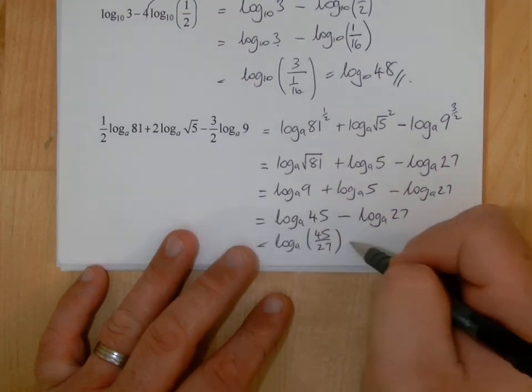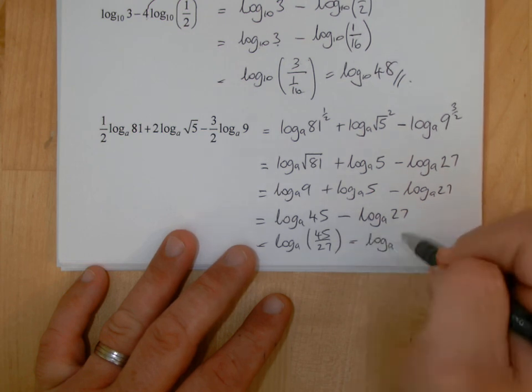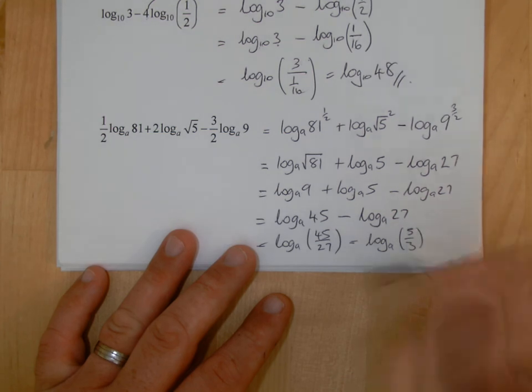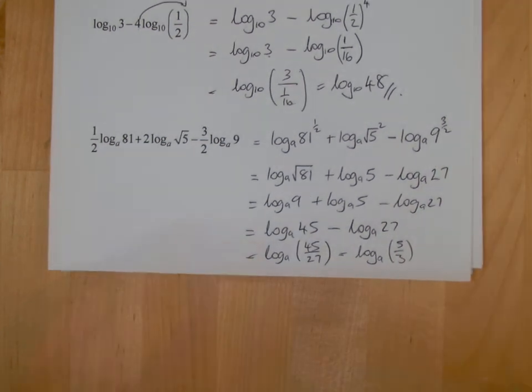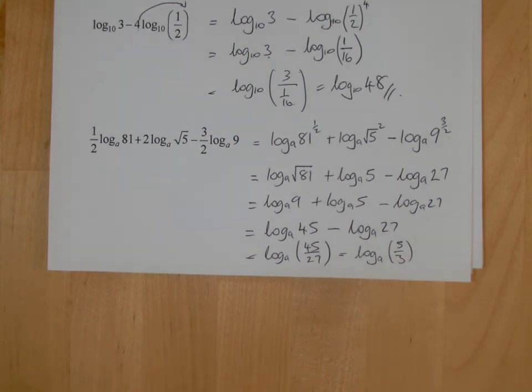And you can simplify that then in here. I think that comes to log to the base a of 5/3, because 9 goes in top and bottom, but again, you can check on your calculator, and we'll leave it like that. We've written it as a single logarithm.